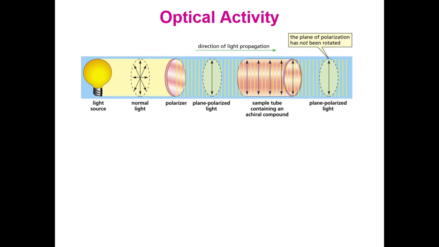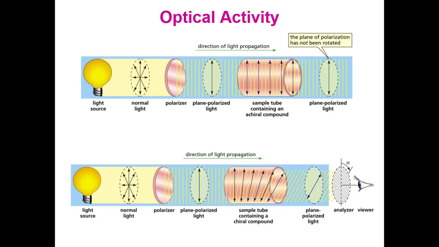With our polarimeter, we will generate plane polarized light from our light source and our polarizer, and that plane polarized light will pass through our sample tube. In this example here, the sample tube contains an achiral compound, so it's not chiral. In that case, the plane of the polarization does not get rotated, and the plane polarized light continues in the same plane.